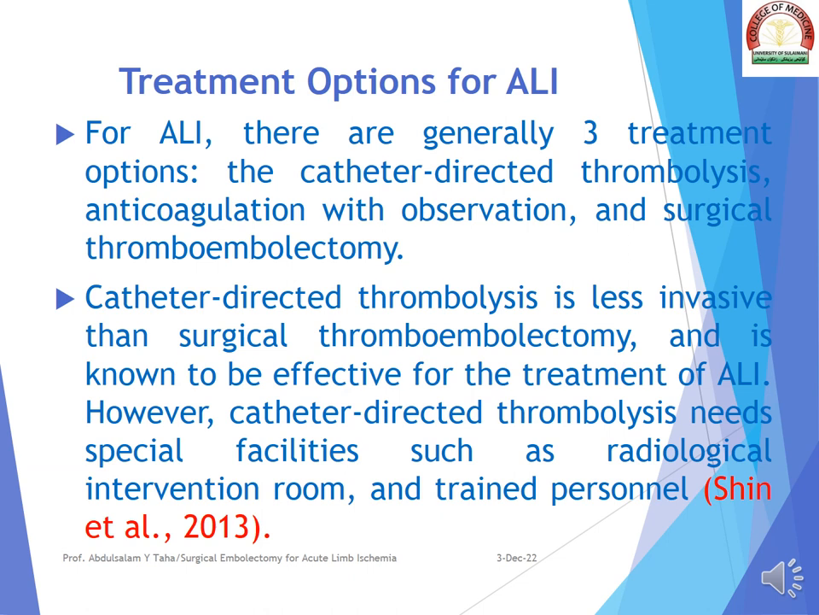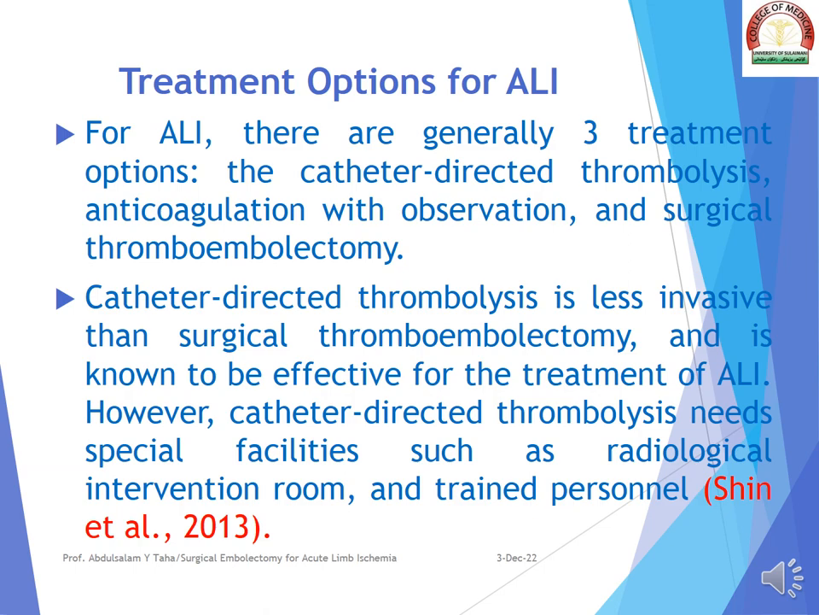Treatment options for acute limb ischemia. There are generally three treatment options: catheter-directed thrombolysis, anticoagulation with observation, and surgical thromboembolectomy. Catheter-directed thrombolysis is less invasive than surgical thromboembolectomy and is known to be effective for the treatment of acute limb ischemia. However, catheter-directed thrombolysis needs special facilities such as a radiological intervention room and trained personnel.